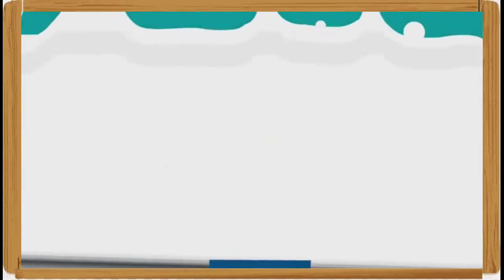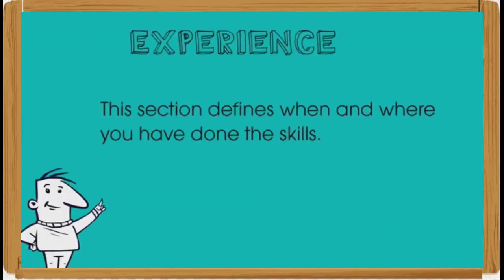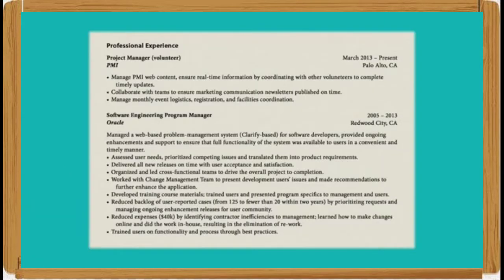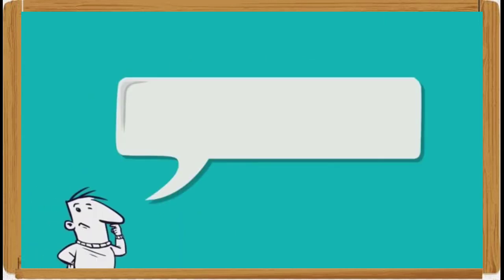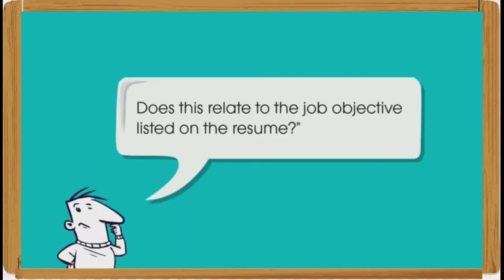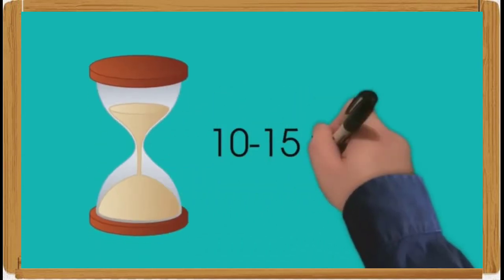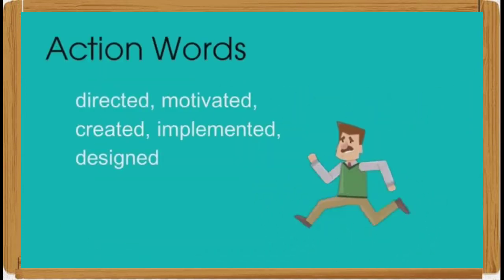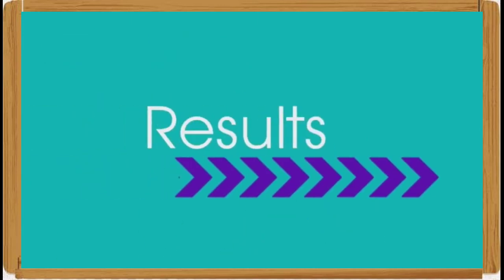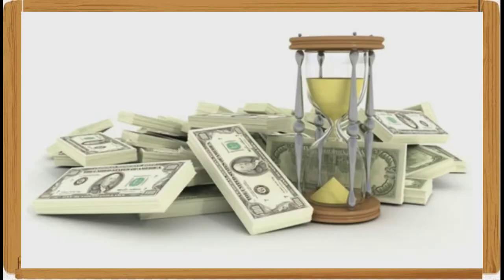The next section of the resume is work experience. This section defines when and where you have done the skills requested for that job. Remember that you do not need to include your entire work history. Include only relevant experience. Keep the content recent. Present your experience using action words in the past tense. And demonstrate results. Think about how you saved time, saved money, or made money for your past employers.